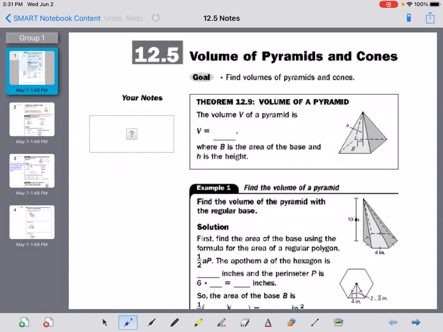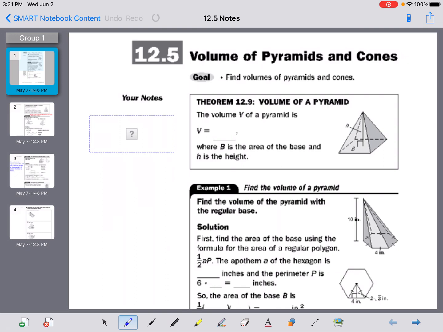All right, 12.5, volume of pyramids and cones. So we already did volume of prisms and cylinders, and if you were in class, we did a little experiment where we took a pyramid that had the exact same base as a prism and the exact same height as the same prism, and we filled our pyramid with rice, and we tried to see how many times we could fill the pyramid with rice and pour it into the prism of the same base and height, and how many it would take. Okay, and it took 3 pyramids to fill that one prism that had the same base and the same height.